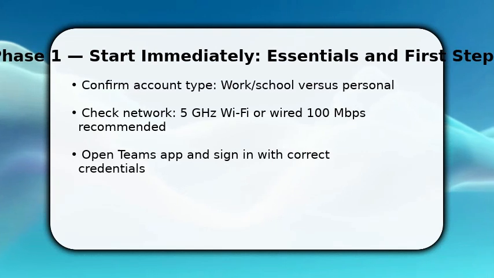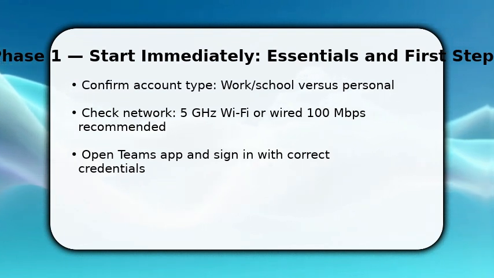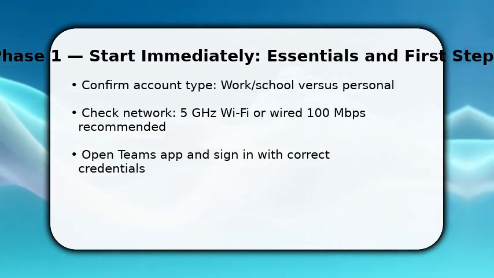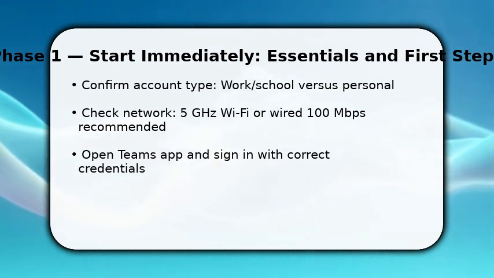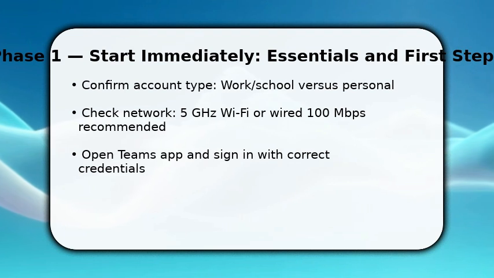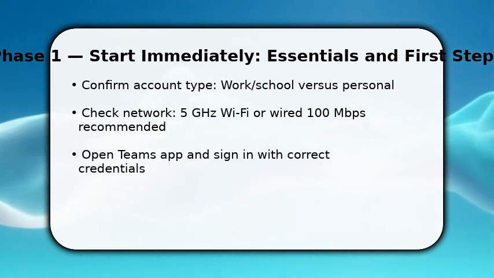Enjoy the video. You begin by confirming the account type because settings differ. Sign into the Teams app now. Once done, make sure your network meets the minimum. A wired 100 Mbps or 5 GHz Wi-Fi avoids dropouts. If you use multi-factor authentication, complete it before proceeding. This prevents mid-process blocks. Next, close other heavy apps to free CPU and bandwidth.